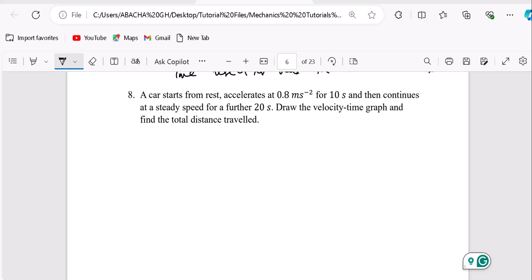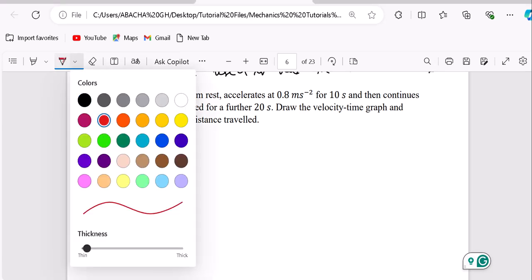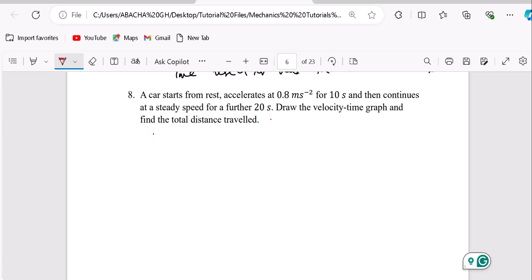And so, this is simple. They say we should draw the graph, so I'm just going to draw my two axes like this. Velocity is always here on the y, time is here, and this point is 0. They are saying that it accelerates at 0.8 meters per second squared for 10 seconds.